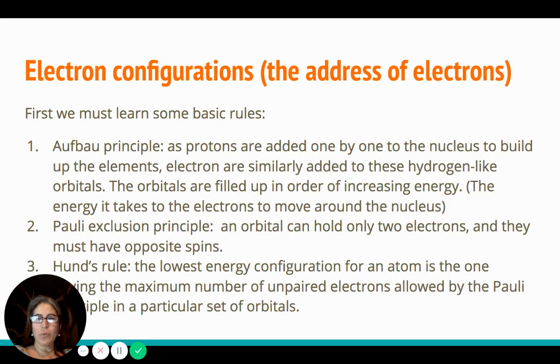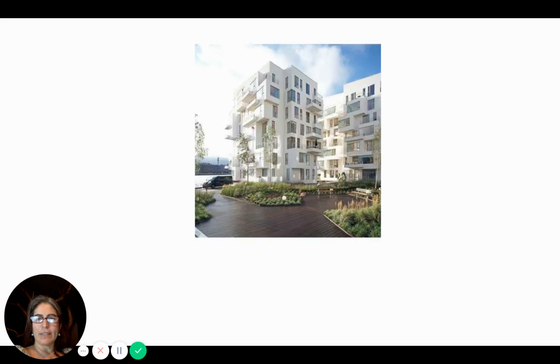Okay, and the last rule is Hund's rule. The lowest energy configuration for the atom is the one having the maximum number of unpaired electrons allowed by the Pauli principle in a particular set of orbitals. I'm going to explain this in a moment, so don't worry about the fancy wording. It's very easy, in fact.